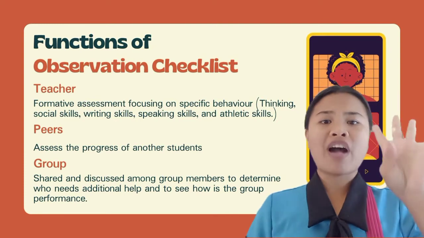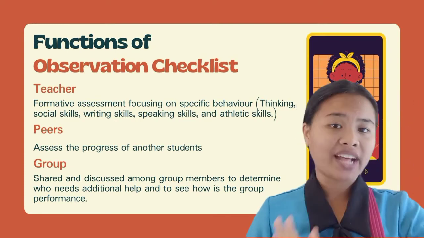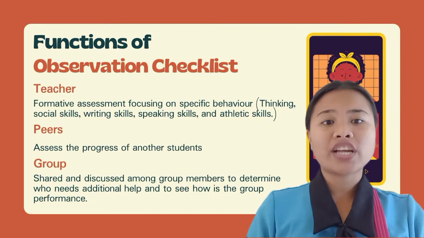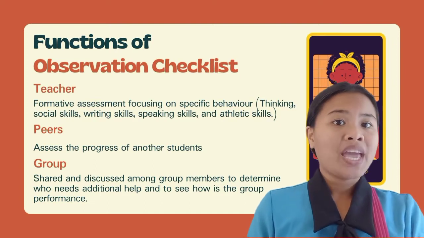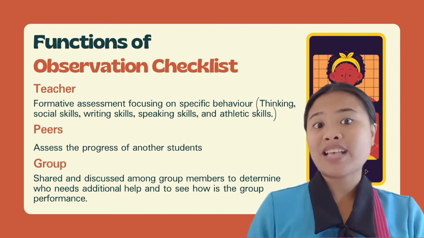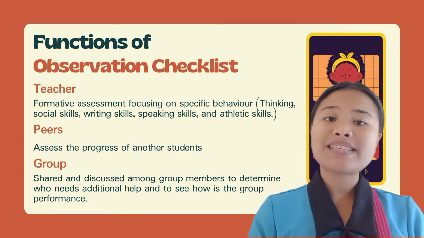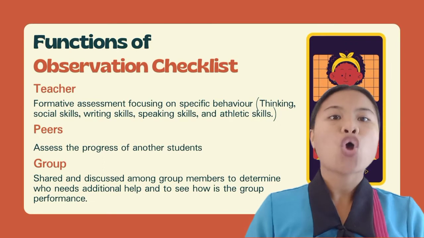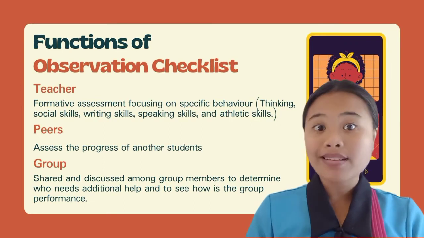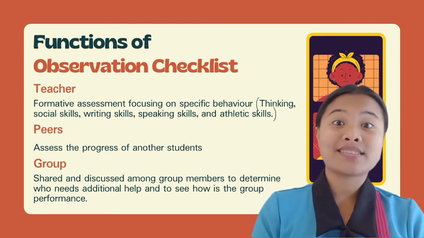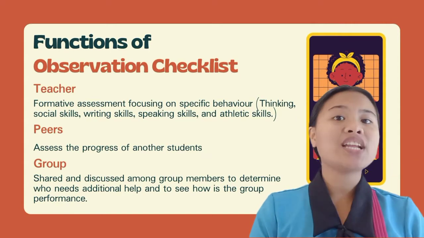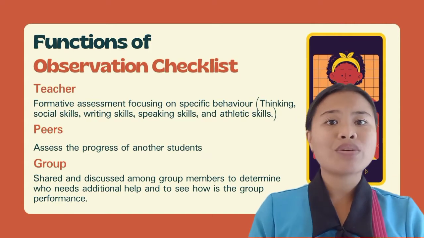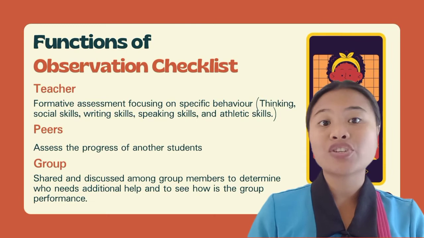Let us now continue with the functions. There are 4 functions of observation checklist. The first function is for the teacher. It can be a formative assessment focusing on specific behavior, thinking, social skills, writing skills, speaking skills, or even athletic skills. The next function is for peers. It is to assess the progress of another student.